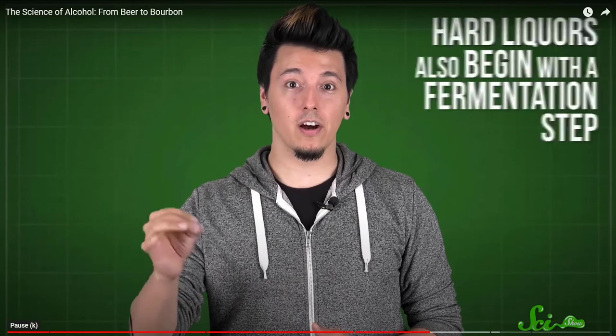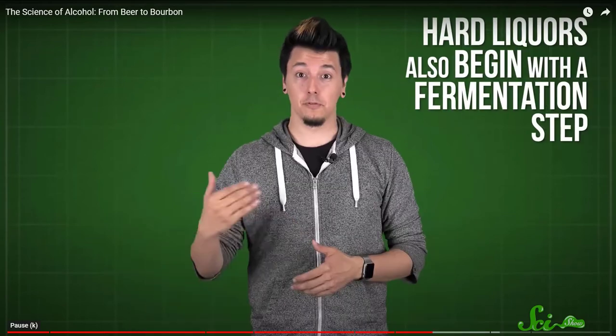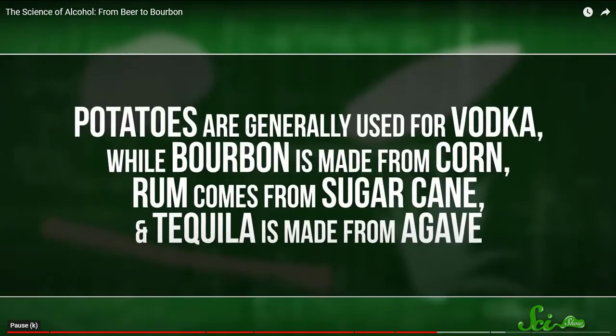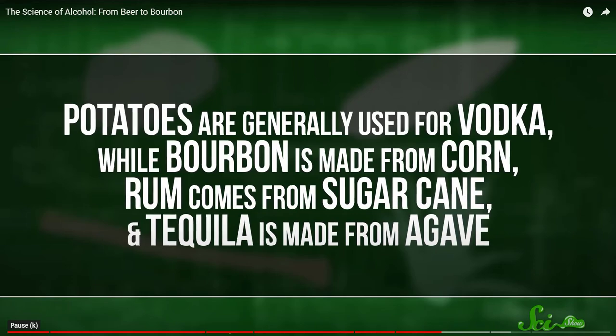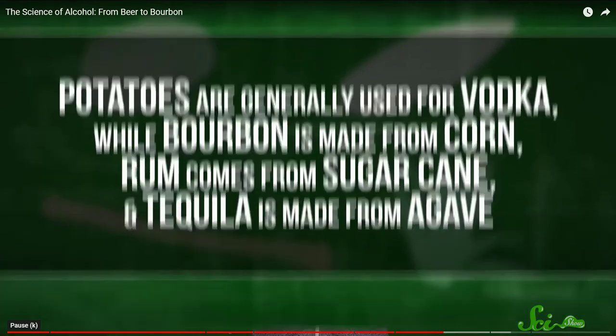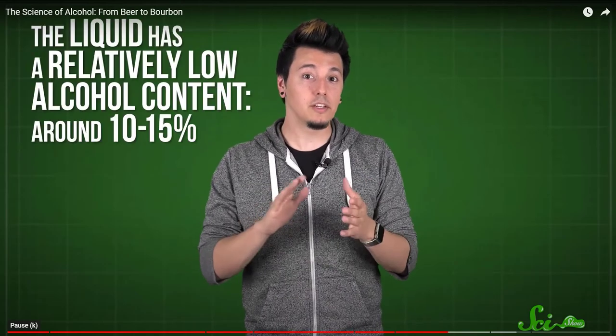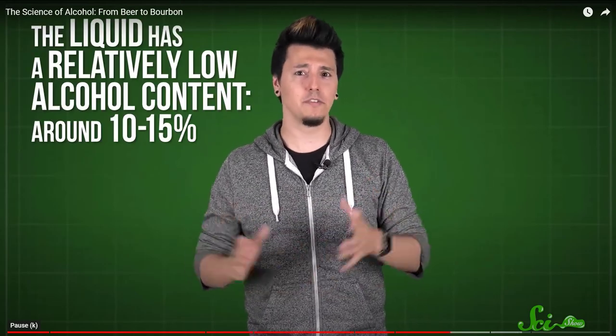Just like with beer and wine, hard liquors begin with a fermentation step. Different fruits, grains, and starches can be used to create this initial brew depending on the liquor. For example, potatoes are generally used for vodka, while bourbon is made from corn, rum comes from sugarcane, and tequila is made from agave. The yeast gobbles up all of those sugars and produces ethanol and carbon dioxide, but the liquid has a relatively low alcohol content, around 10 to 15%.